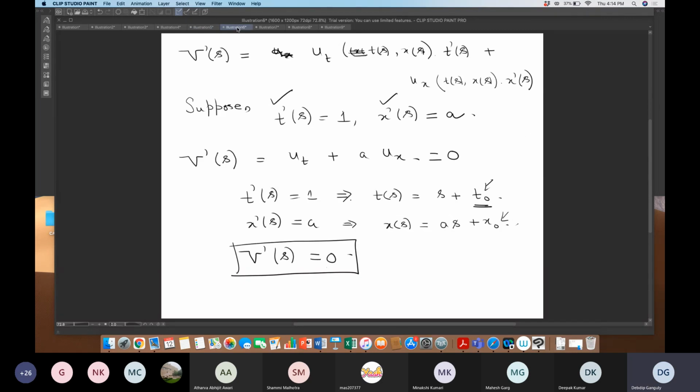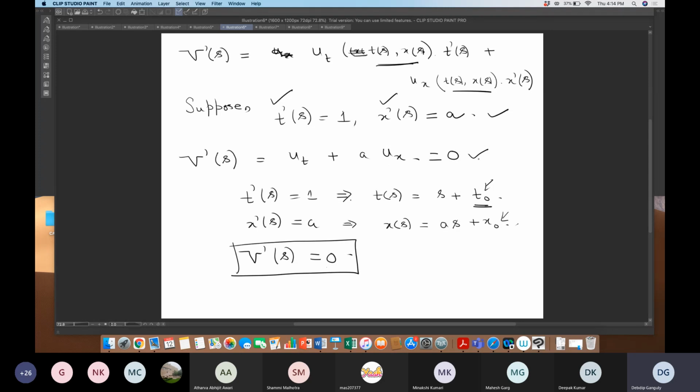Now what I did? Now I impose a condition. Suppose t prime of s is equal to 1 and x prime of s equal to a. Then what is v prime of s? Then v prime of s is u_t plus a u_x equal to 0, along this curve. Once it is 0, provided t prime of s equal to 1 and x prime of s equal to a.